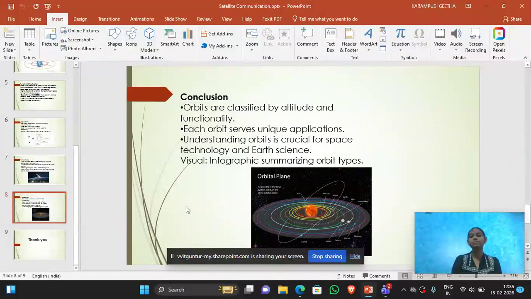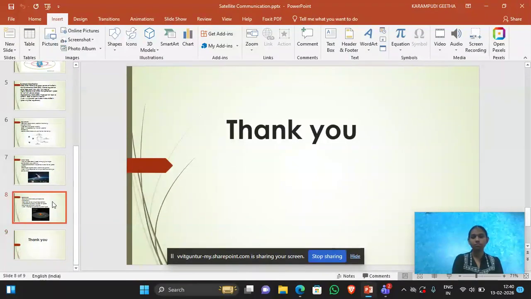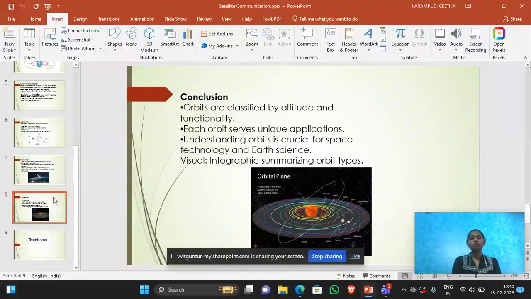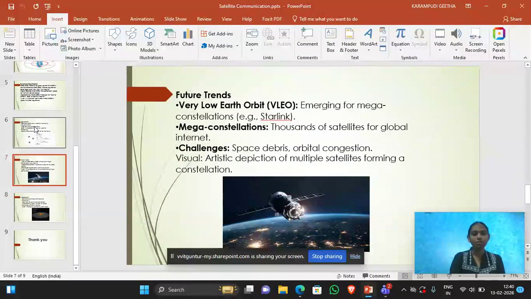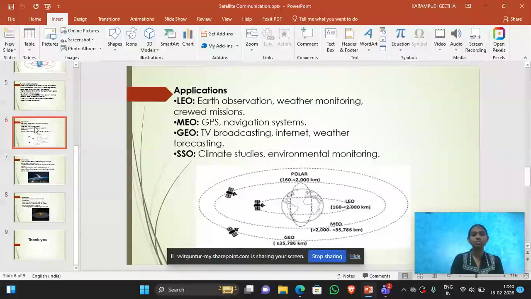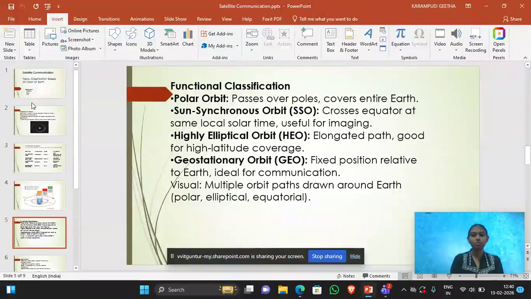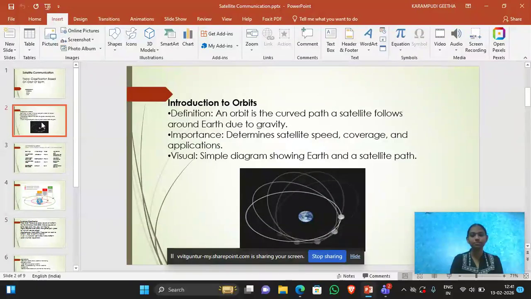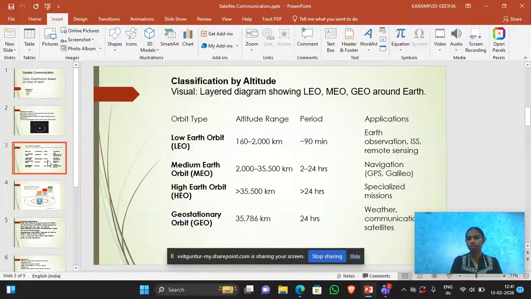And finally, we see more about this. These are the slides. Slowly, we will see what we discussed. This is the main introduction, and then the orbit definition, and this is the classification and types of orbits: LEO, MEO, GEO. And LEO needs more satellites.